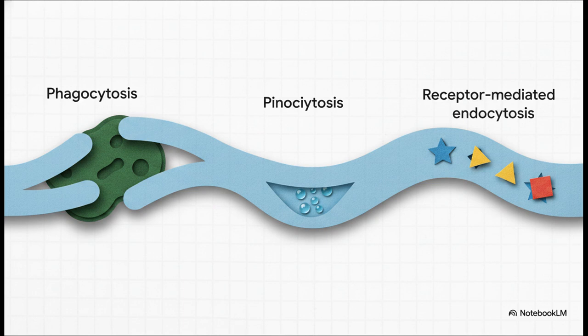And finally, receptor-mediated endocytosis. This one is highly specific. A substance has to find the exact matching receptor lock on the surface, and only that precise binding triggers the cell to open the gates and bring it inside. Kind of like a VIP keycard.